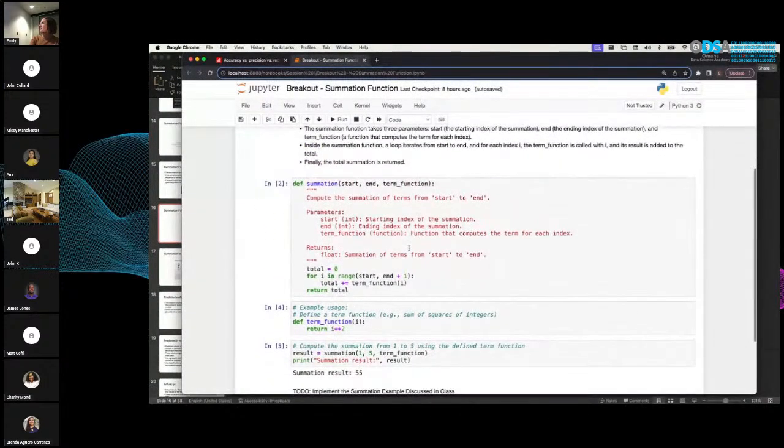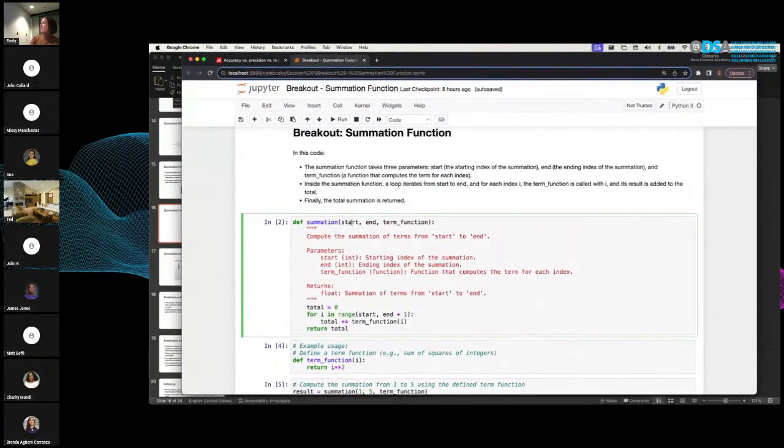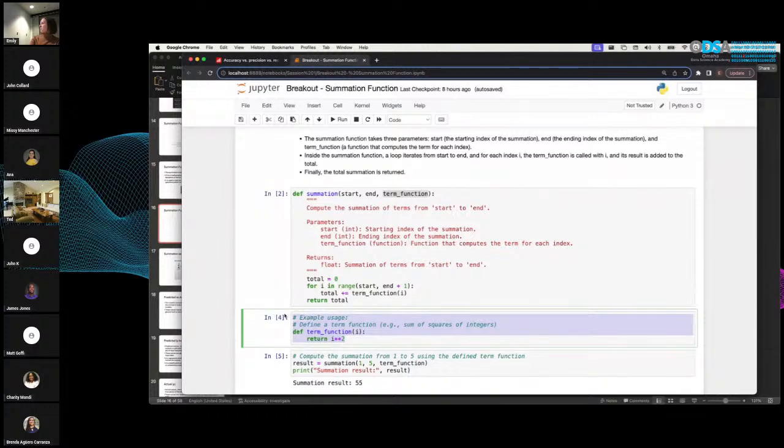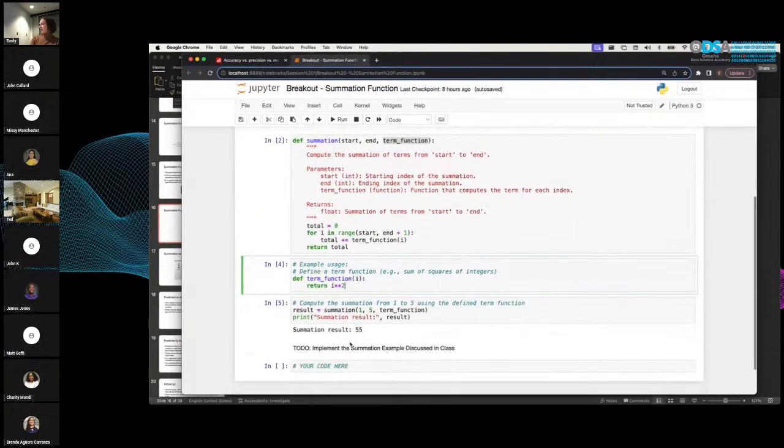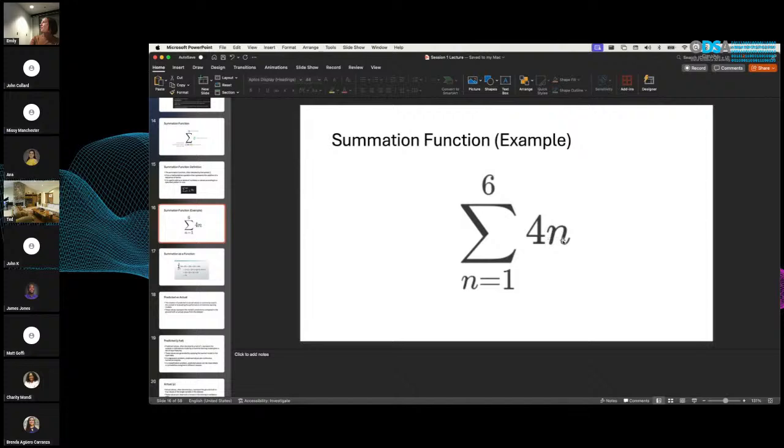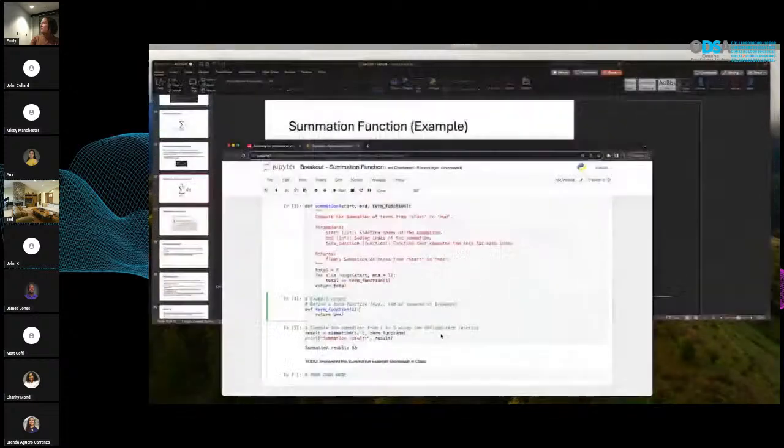Here I have written a summation function that takes in a start, an end, and a term function. I made a term function that was i to the power of 2, and I ran this summation function and got the results here. I passed this term function, starting at 1 and ending at 5. For the breakout session, create your own term function for 4 times n, and implement that for n starting at 1 all the way up to 6.